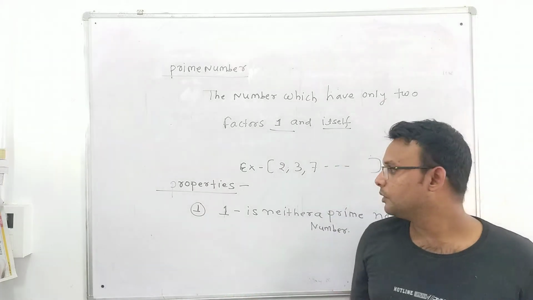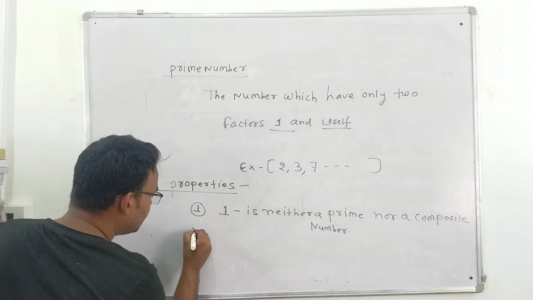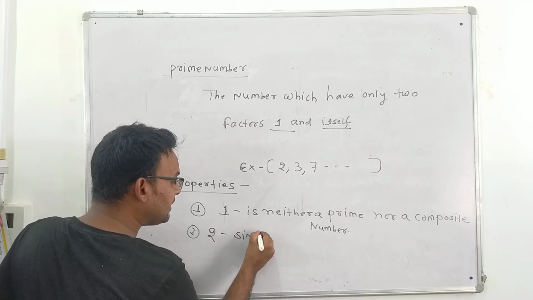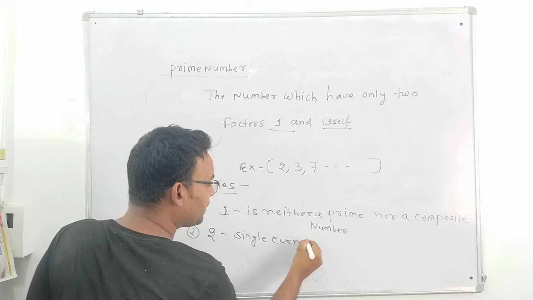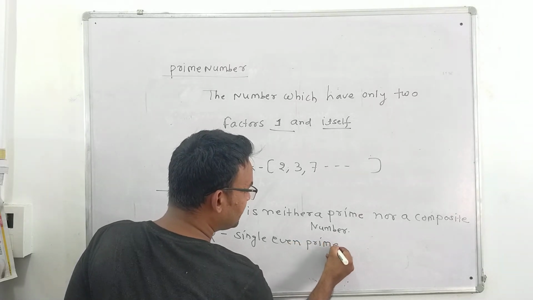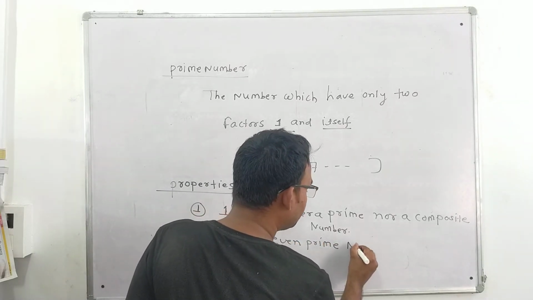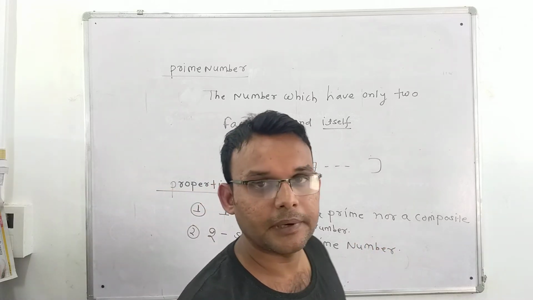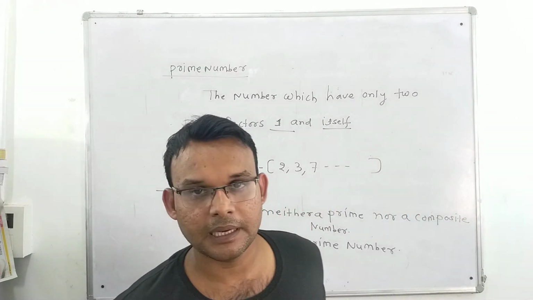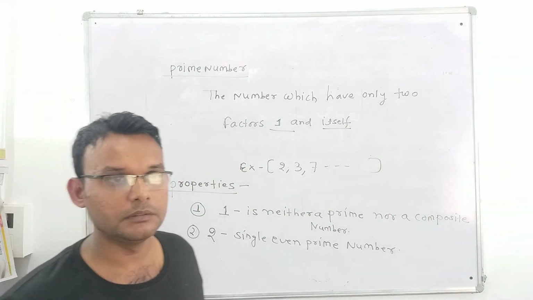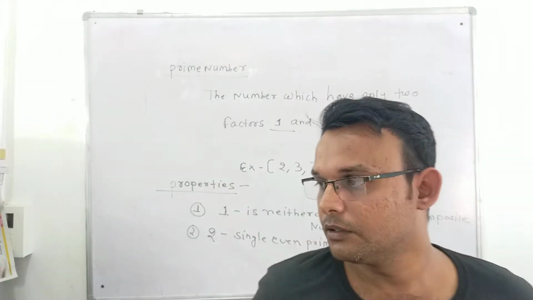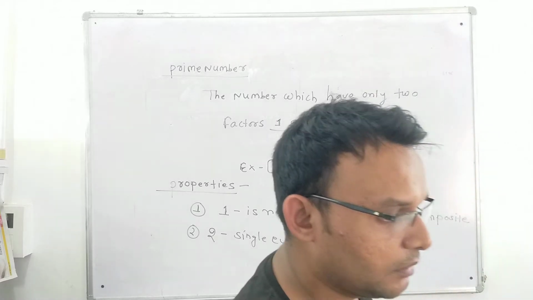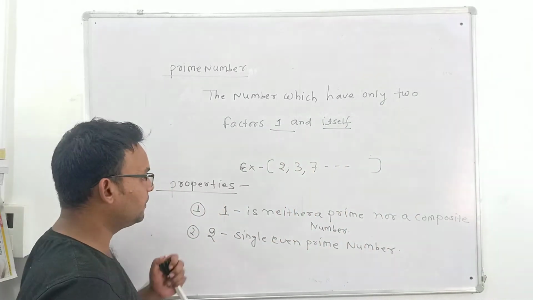Now the second property: 2 is the only even prime number. All other prime numbers excluding 2 are odd. Okay, 2 is the only even prime number.